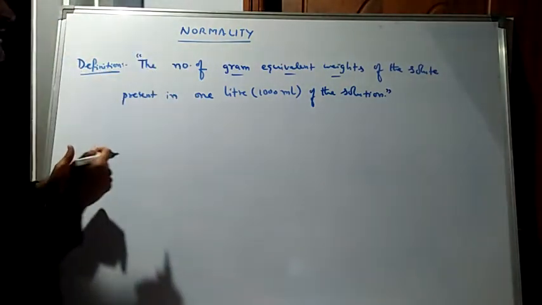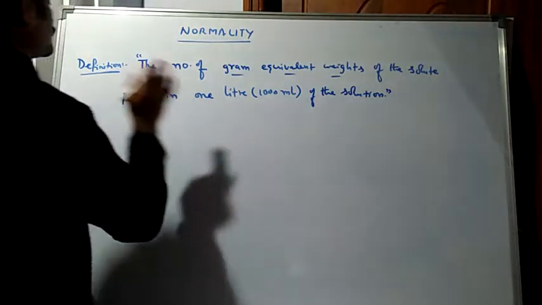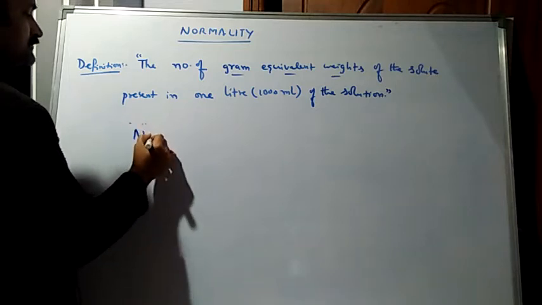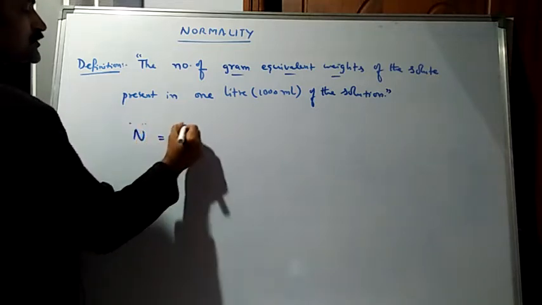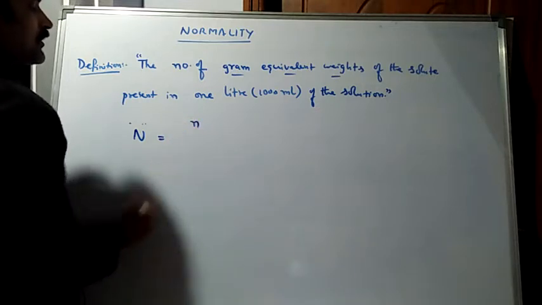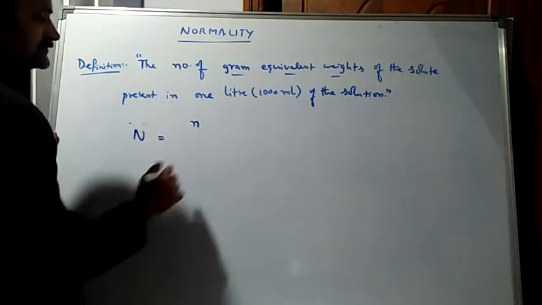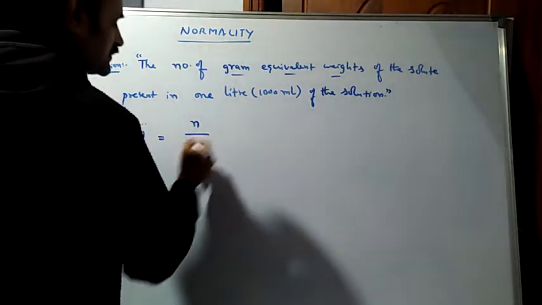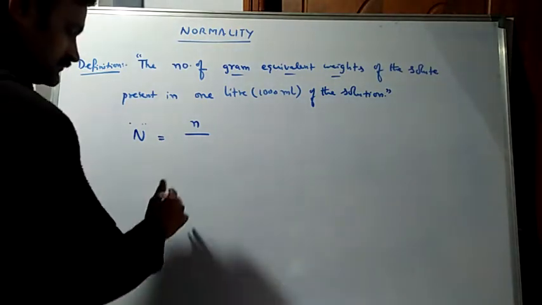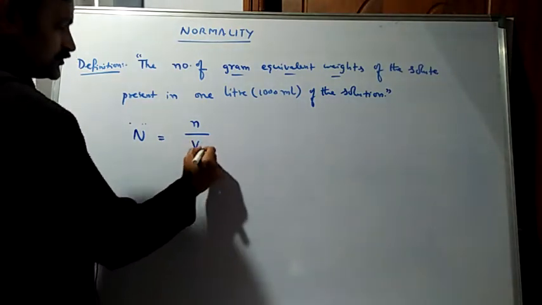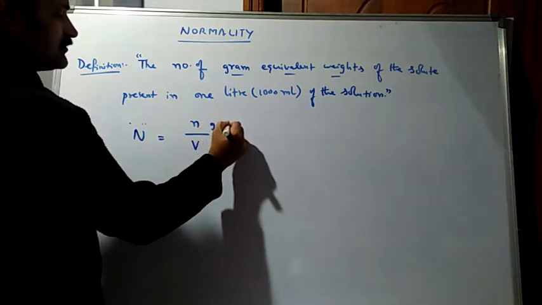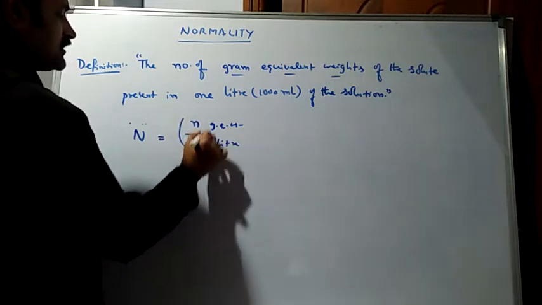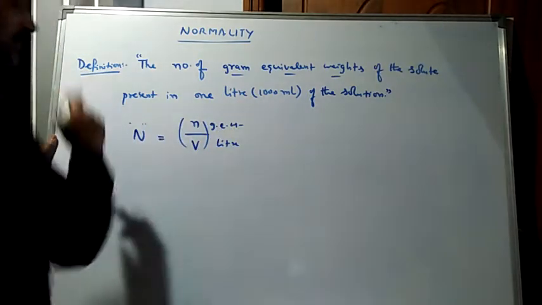Before that, we will write the mathematical formula of this normality. Normality symbol is capital N. Normality is equal to the number of gram equivalent weights divided by volume of the solution in liters. Then this N by V is the formula of normality.